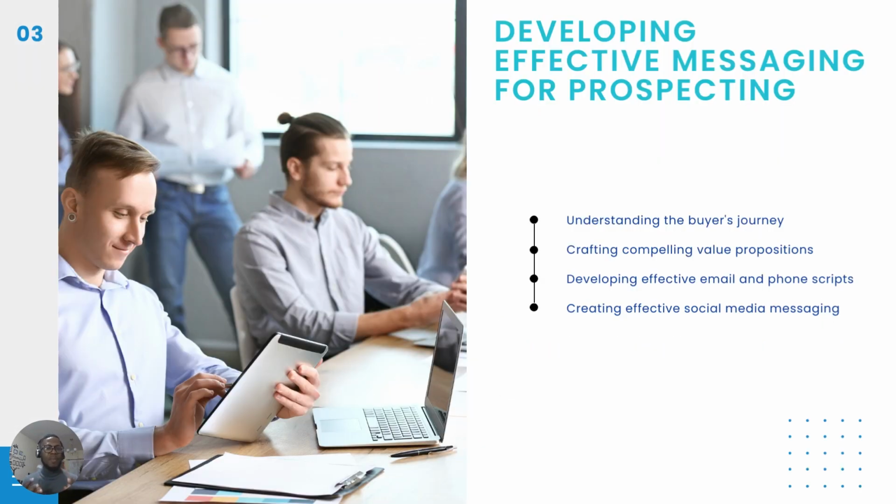So how do we develop effective messaging for those prospects? We would have done BANT and known who these persons are, and said that these are the right persons and their BANT is positive. Now we develop a messaging process to reach these persons. First, we need to understand the buyer's journey. Then we need to craft a compelling value proposition. We need to say what it is that we have to offer and what our edge is. Then we need to look at how we develop effective email and phone scripts that are consistent and effective. And finally, how do we leverage social media messaging to help us reach and communicate with these customers?